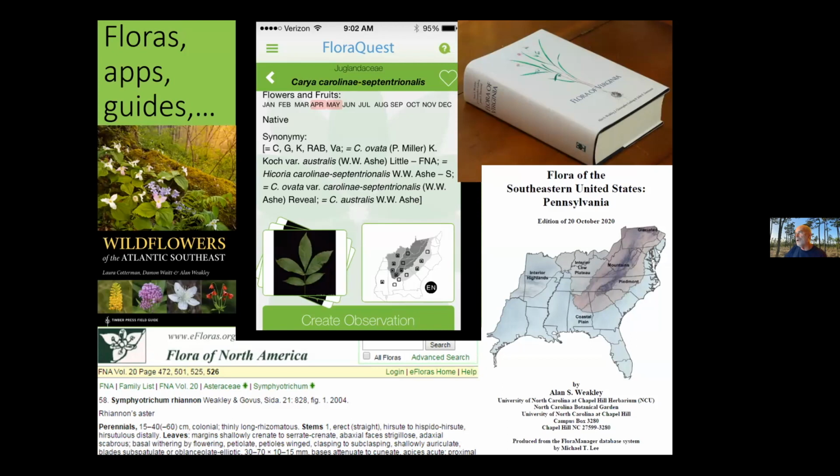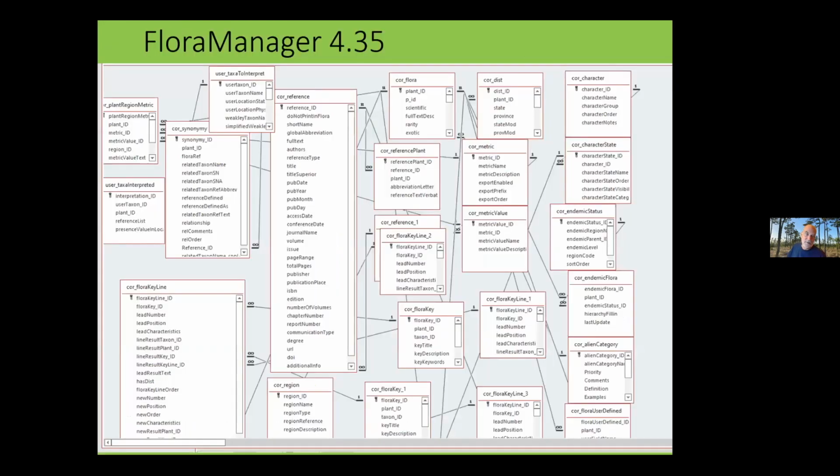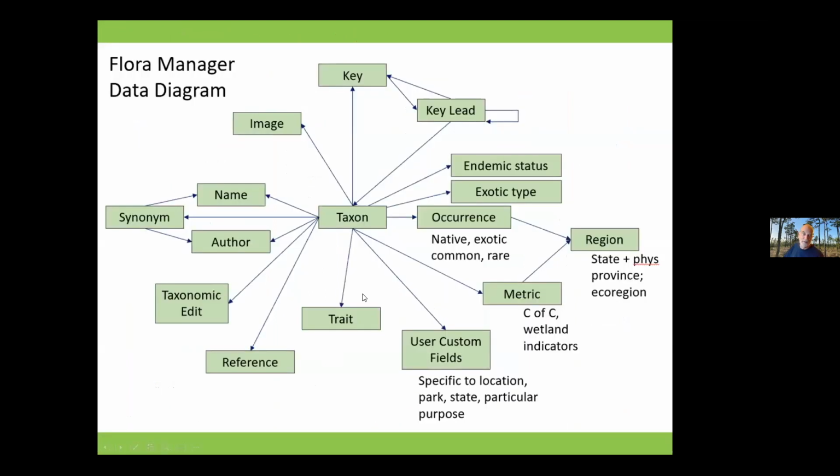And so what we've been trying to do is to develop floras, apps, and guides, all kinds of products based on the same system. And that system is Flora Manager. It's basically an Access database in which we manage all the information from which we produce these tools. And this is what some of the data structure looks like, a simplified version. So we write keys, we produce maps, we make taxonomic changes, we associate various pieces of information, traits, and so forth with species.